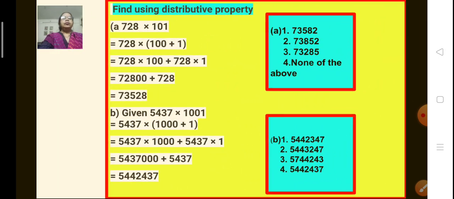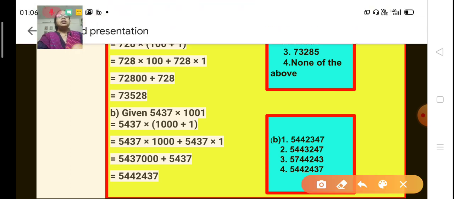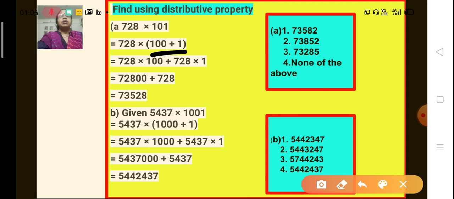Now the next one, find using the distributive property. To solve these problems easily and quickly, we use the distributive property. We have done this earlier. 101 can be written as 100 plus 1. Then it becomes very easy to multiply 728 by 100 as well as by 1. And then we get these two numbers which can be added very easily.